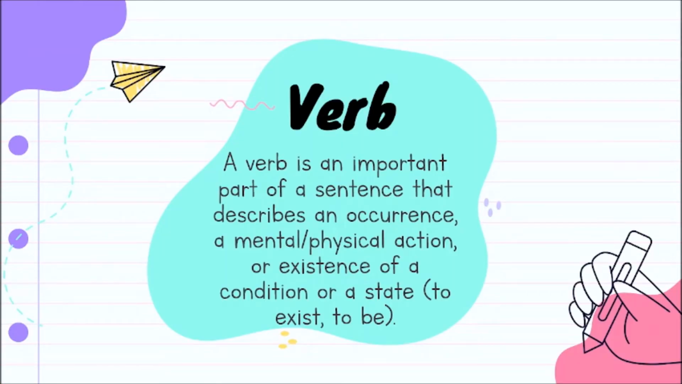Let's define what a verb is. A verb is an important part of a sentence that describes an occurrence, a mental or physical action, or the existence of a condition or a state. To exist, to be. In simpler terms, it is an action word.